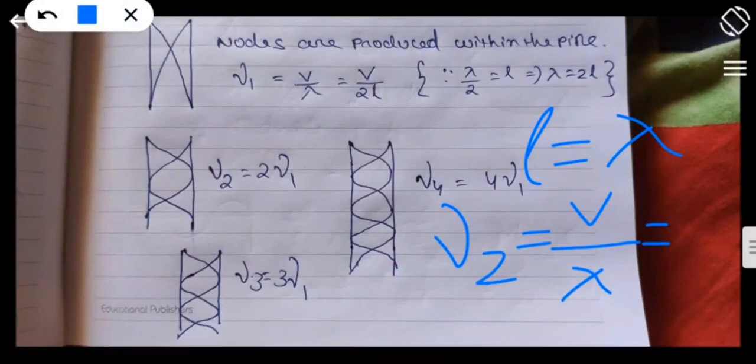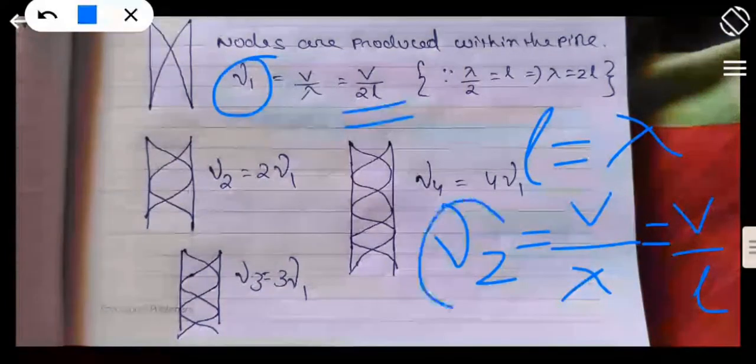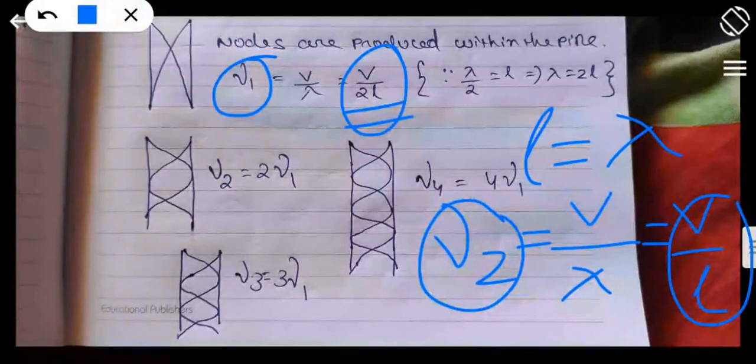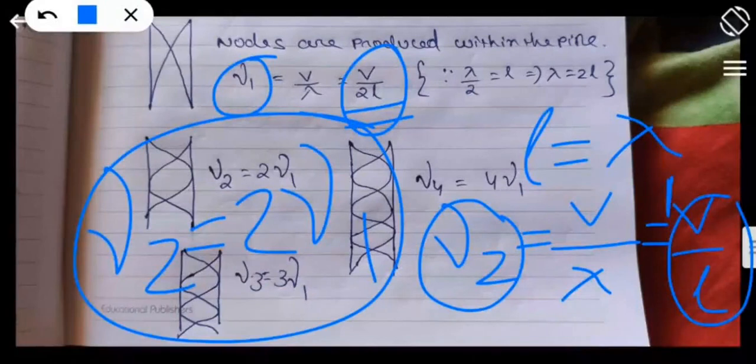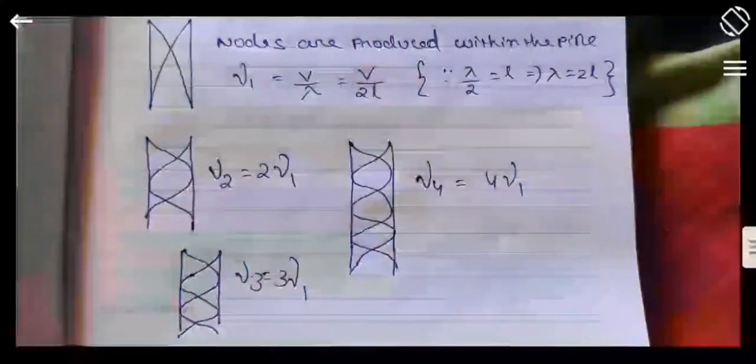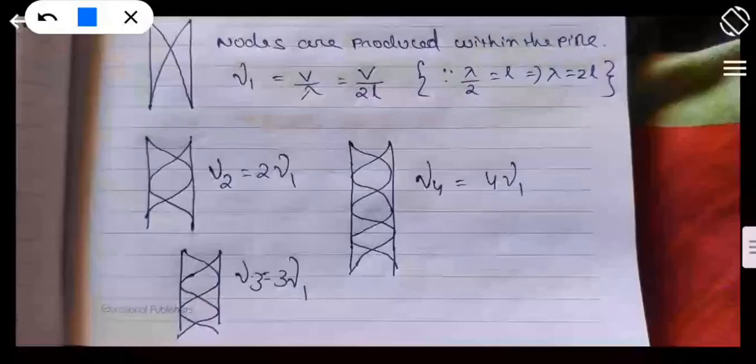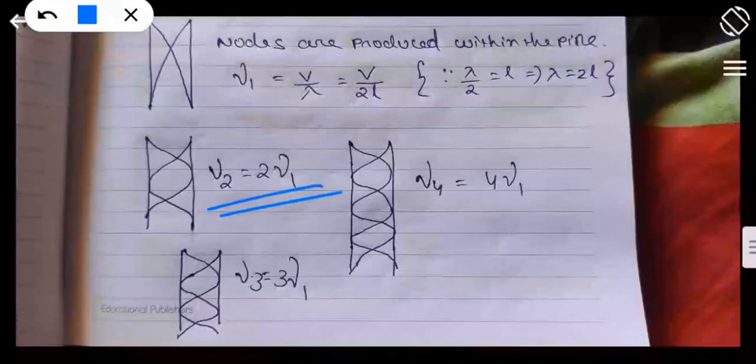Okay, so simply you can say for the first one, nu1, what I have achieved is v by 2L, and nu2 I am achieving the full v by L. Here it is half of v by L, here it is full of v by L. So you can say nu2 is double of nu1. Same case as that of the string, right? Now check the third harmonic. You can see here nu2 is equal to 2 nu1. Now let's move on to the third harmonic. Here you can see it here.